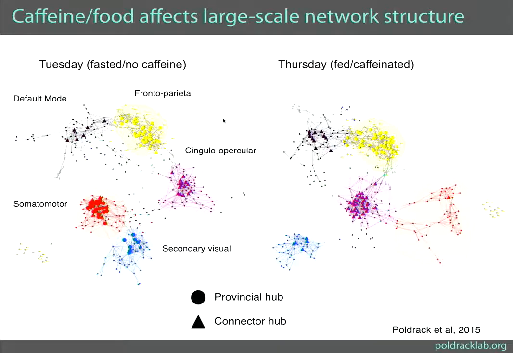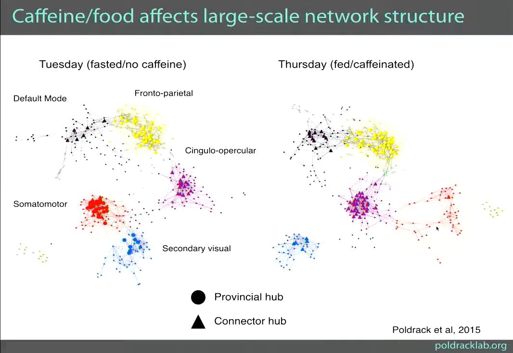But what's really striking is that on Tuesdays, when I'm fasted and uncaffeinated, the visual and somatosensory networks are much more closely integrated with one another. Here they're close to each other, and they're much more connected. This denotes that they're hubs, which basically means these are individual nodes that are highly connected to other nodes. Whereas on Thursdays, those two networks become basically disconnected from one another. So it's not just slight changes in how things are connected. It's really a broad scale reorganization of the network.